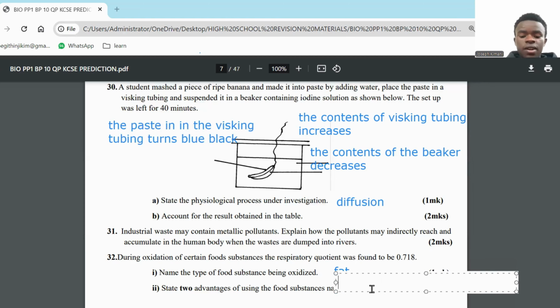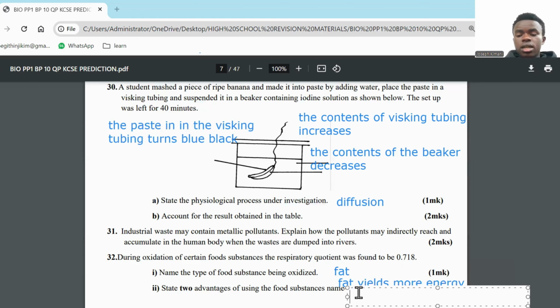One, fat yields more energy than any other food substance. And then also fat can be stored in large amounts in the skin or wherever other space, so that fat is usually used during starvation. Maybe you are fasting, you are not taking any glucose, that is when you will be using fats.